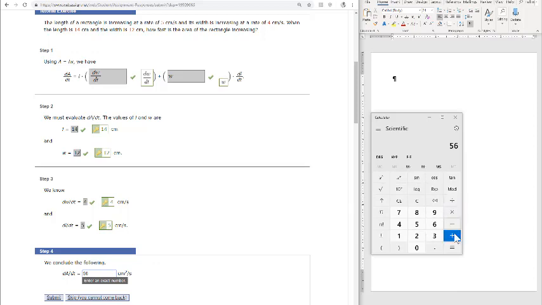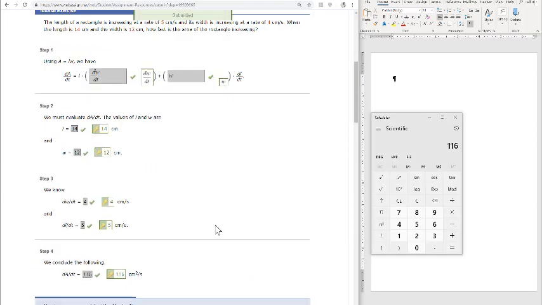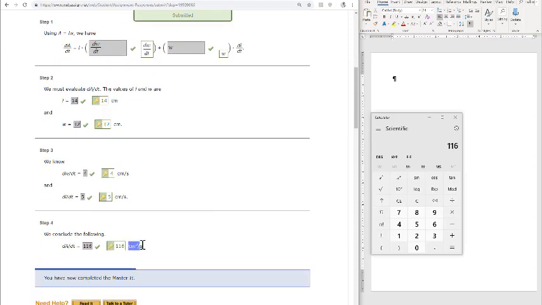So add 60 to this, and we get 116. So that should be our answer. And the units also would match: 116 square centimeters per second. So it's the area that's changing. So we want to make sure that the units match.